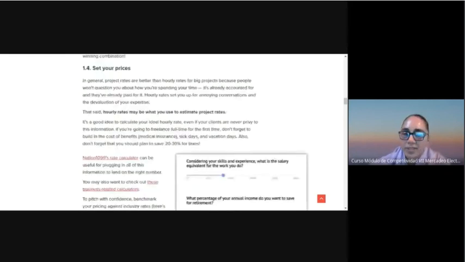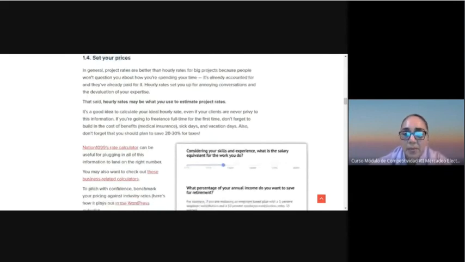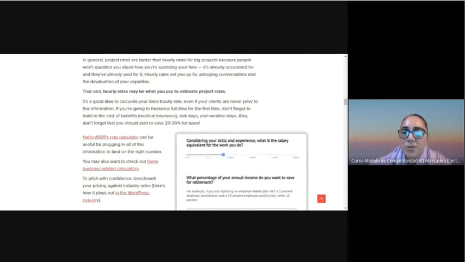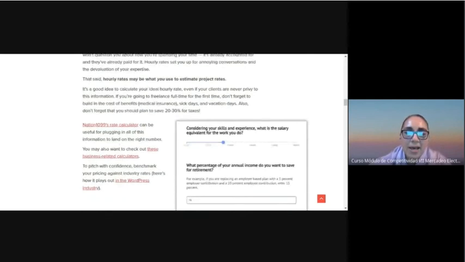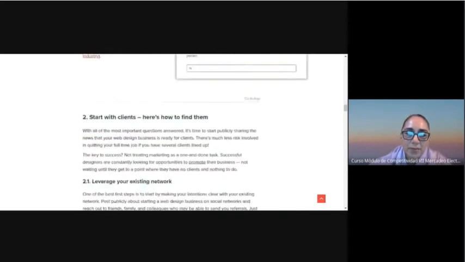In general, project rates are better than hourly rates. If you want to hire somebody, you can do that, but remember that you have to pay for that. My advice is do it yourself. Remember that it's a good idea to calculate your ideal hourly rate, how many hours you spend building your work, your company. So do that also.